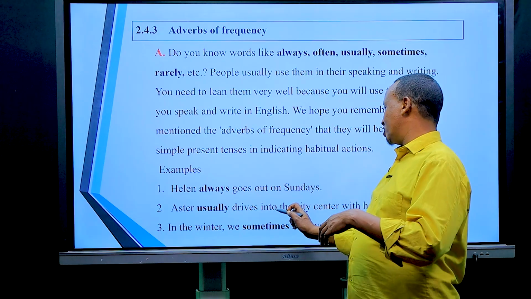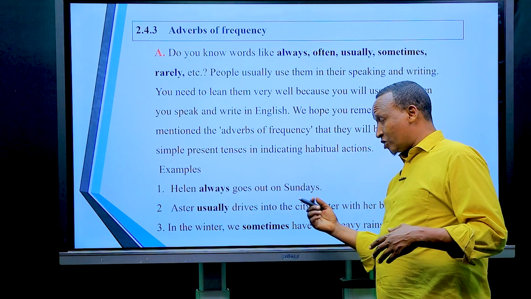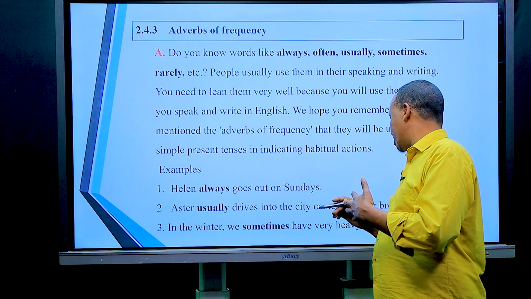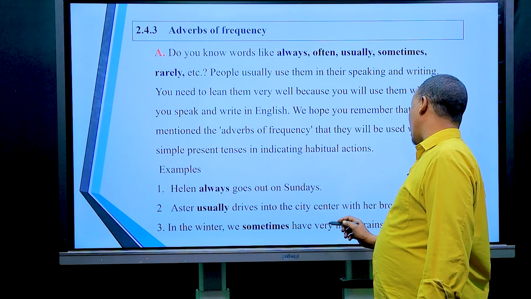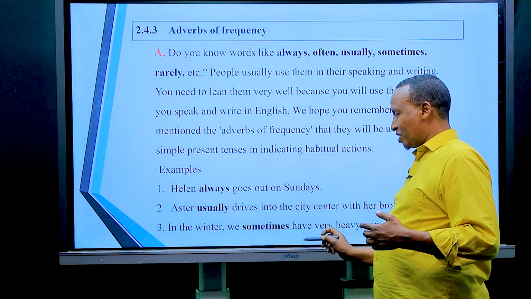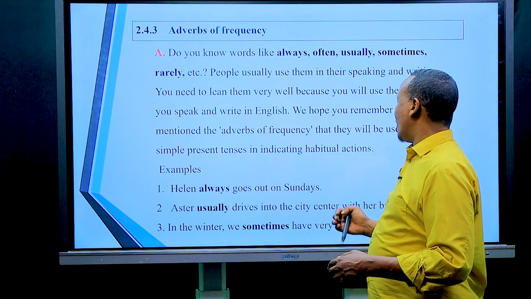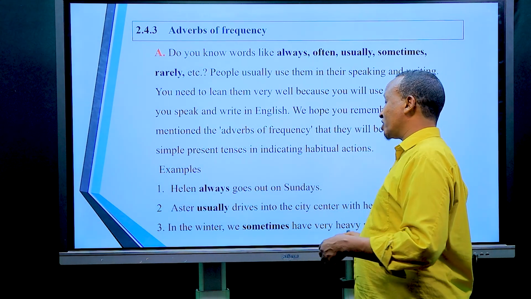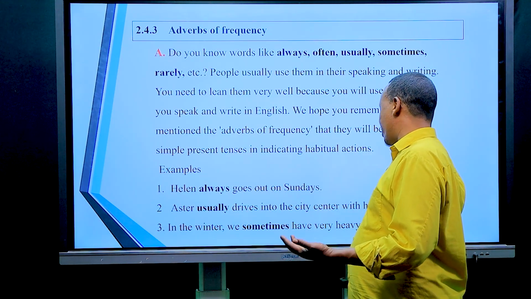Esther usually drives into the city center with her brother. She usually drives. Sida caadada ama inta badan drives into the city center with her brother. In the winter, we sometimes have very heavy rains. We sometimes have. The word sometimes isagoo booska soo galay subject-ga iyo verb-ka u dhaxeeya. Haddana sometimes you can see it at the beginning of sentence or at the end of sentence na wuu soo galaa. Oo waxaad arki sometimes in winter we have very heavy rains.